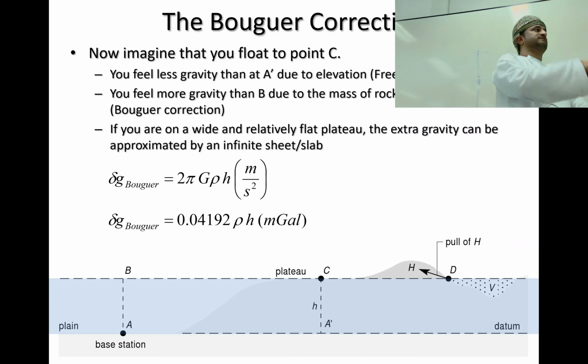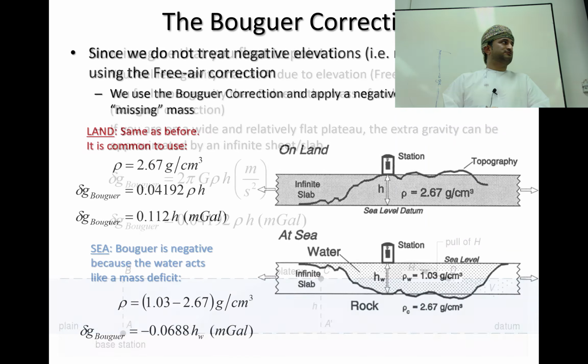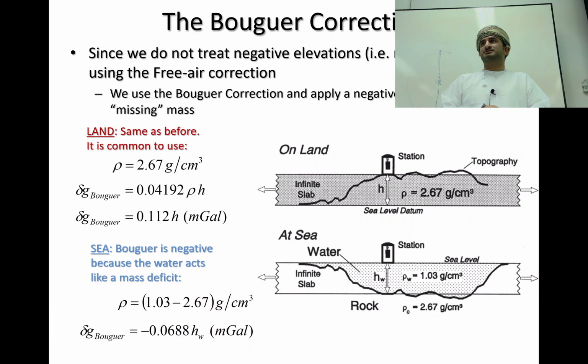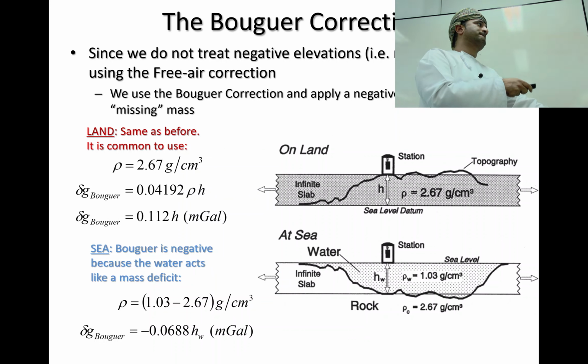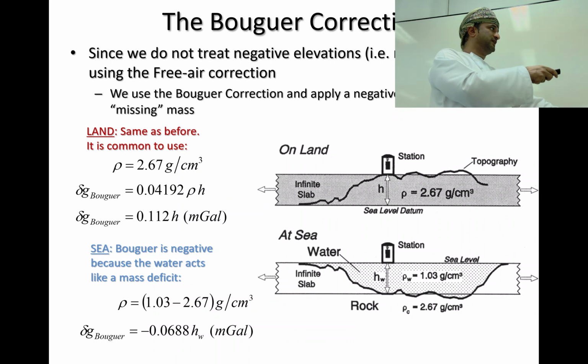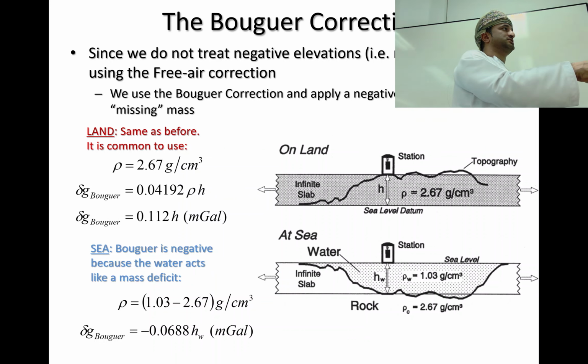So we need to remove this value, but only if we are doing onshore surveys, land surveys. If we are doing marine surveys, the value 2.67 is the average density. If we don't know it, we assume it's the average density of the crust, as some of you said. If we multiply that value, we get 0.112 times the density, times the thickness, or times the elevation from the base station.